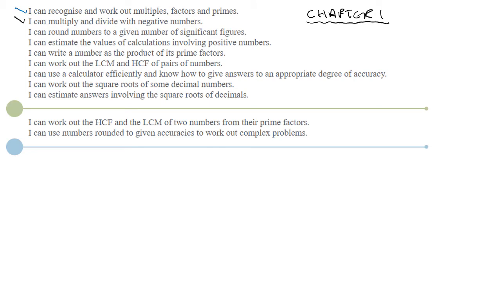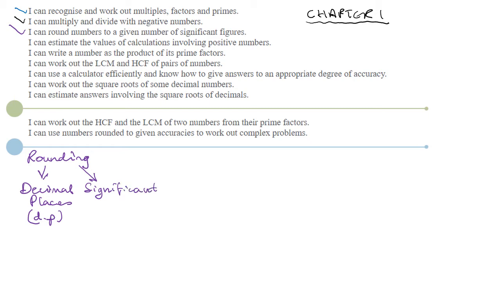Right, the next topic is being able to round to a given number of significant figures. Now we have two types of rounding. We have rounding which is decimal places, DP, and we have rounding which is significant figures, SF. And the way we do those types of rounding is slightly different. So let's just go through both. Let's start with the decimal places rounding.